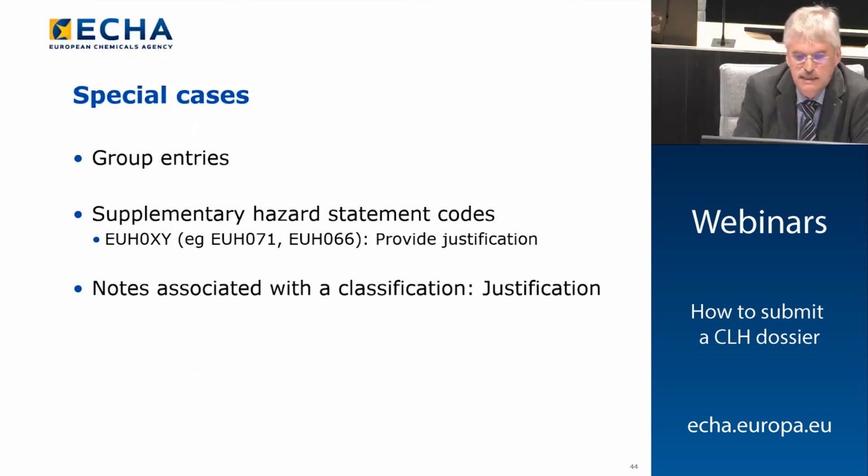Supplementary hazard statement codes are sometimes useful to accompany the classifications. And when these are used, and in particular, we're talking about the hazard statement codes which begin with EUH, 071, EUH 066, for example, justification is then needed in the CLH report to address these.